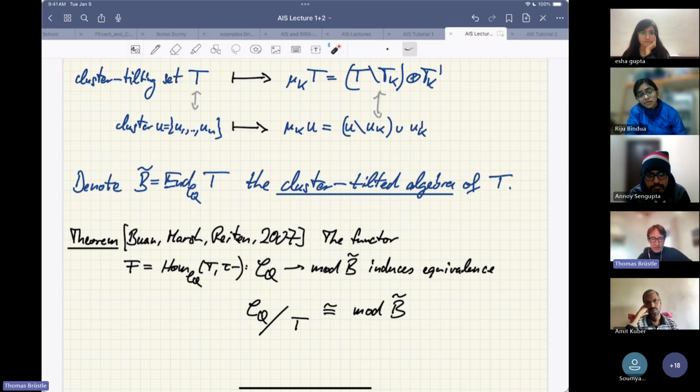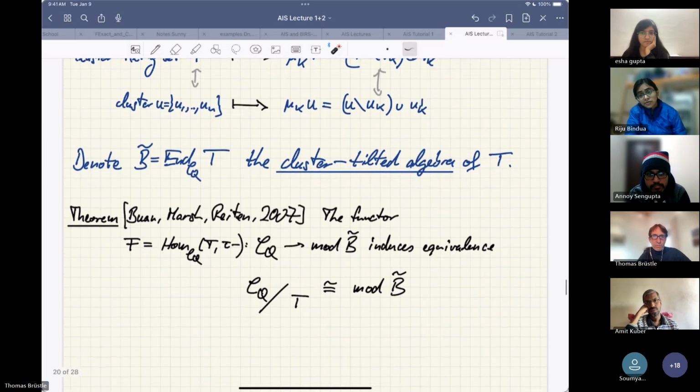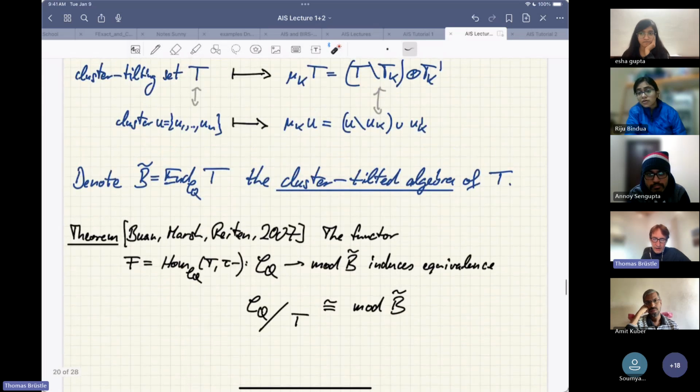And this is different to classical tilting theory. In classical tilting theory, that could be finite and the original algebra could be infinite or the other way around.